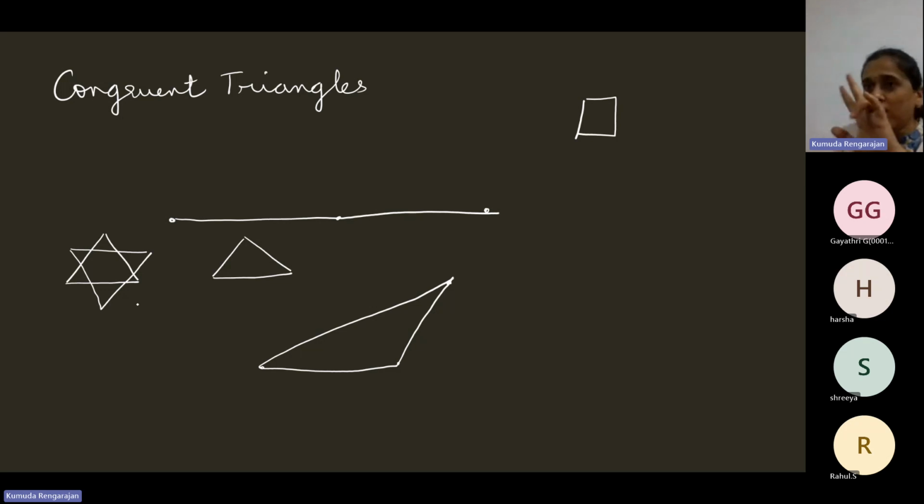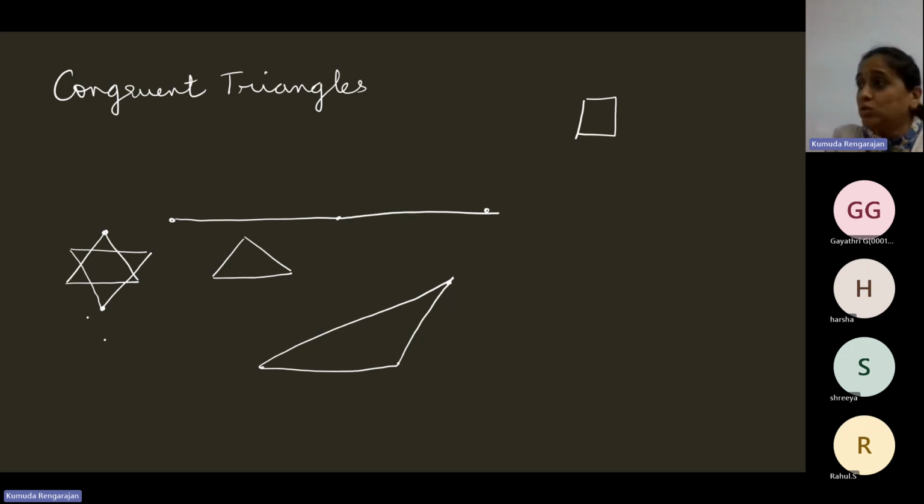So you may have two identical triangles, but if you place them like this, you understand this positioning? Yeah, you have one with the vertex up here and the other with the vertex down here. Then obviously, though they are identical, you're being tricky. You're not placing them correctly.